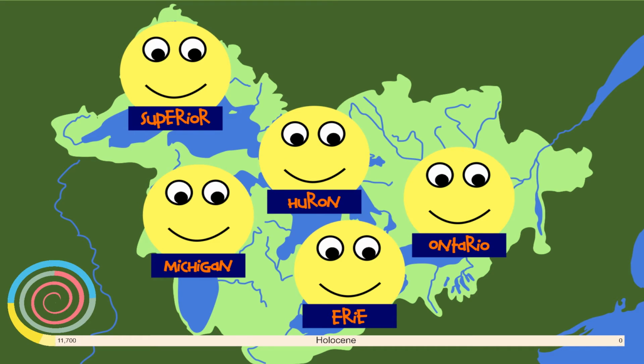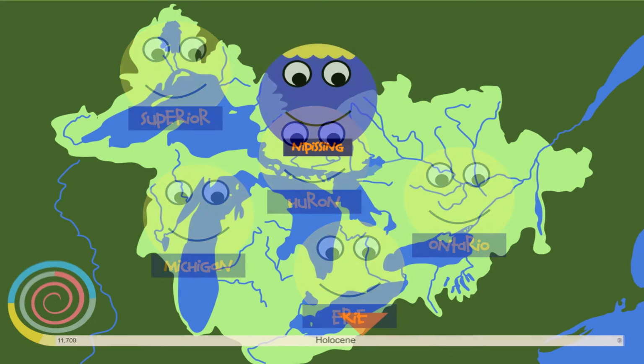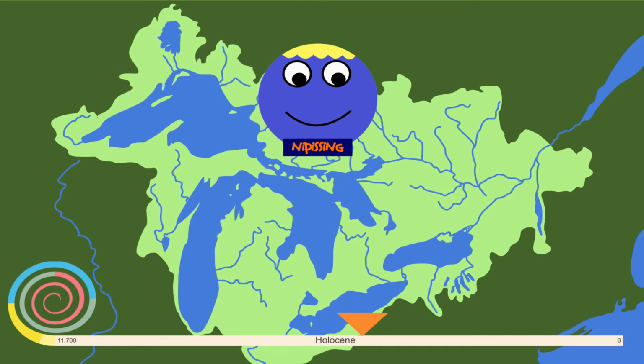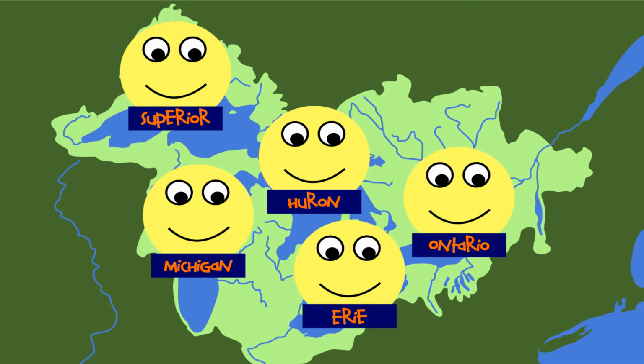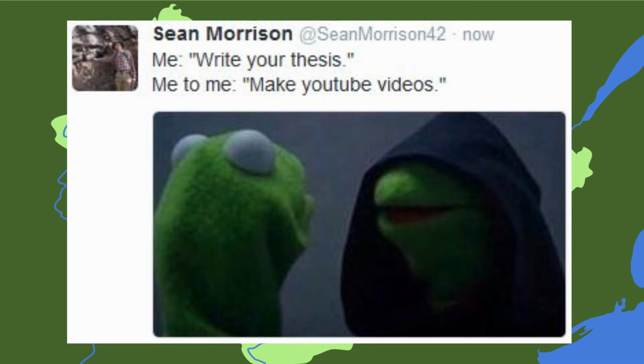The transition from Nipissing to the modern Great Lakes was not a slow, steady decline, but an oscillatory one. Affected by natural climate cycles, lake levels rose and fell several meters over scales ranging from decades to millennia. But the cause, extent, and impact of post-Nipissing lake level fluctuations are the subject of another video, and my master's thesis.